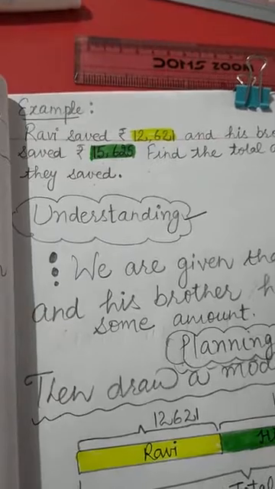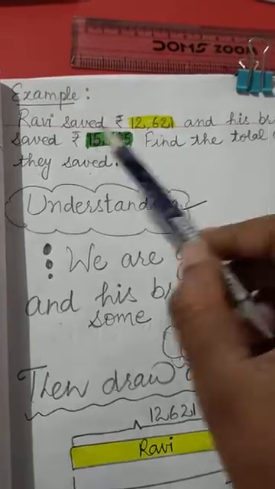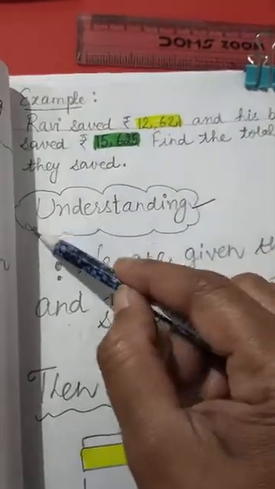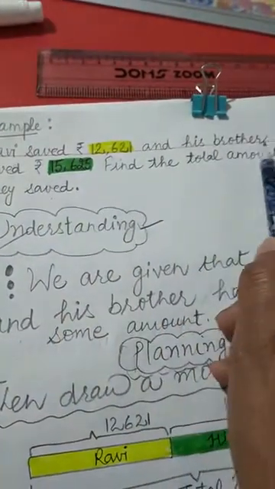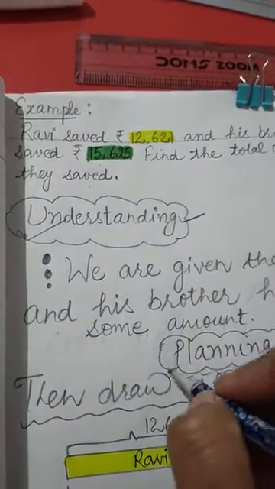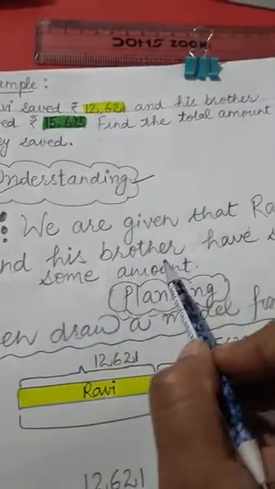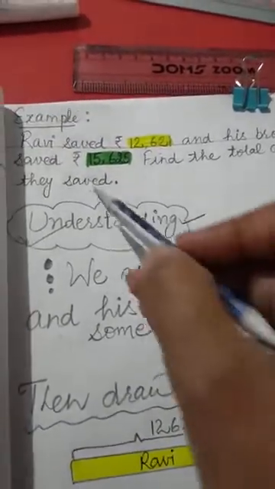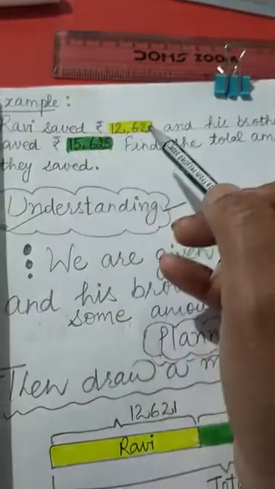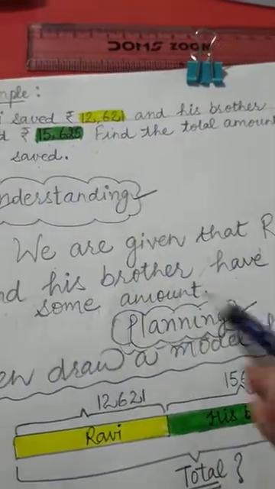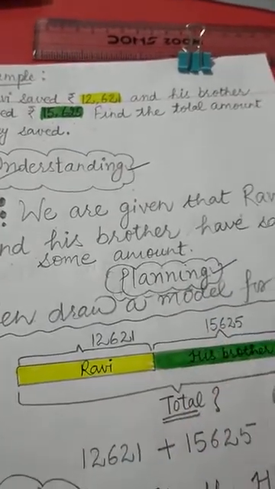If you are not getting the statement in one reading, then read it twice, read it thrice, until you understand it. First step is understanding the statement. Now see, by reading the statement we have come to know which information is given to us. We are given that Ravi and his brother have each saved some amount. Now what you have to do? After understanding, do the planning. What planning you have to do? You should draw a model.